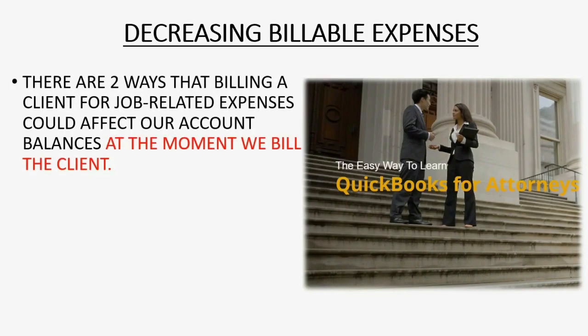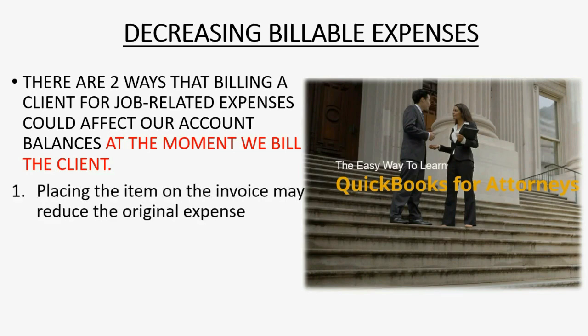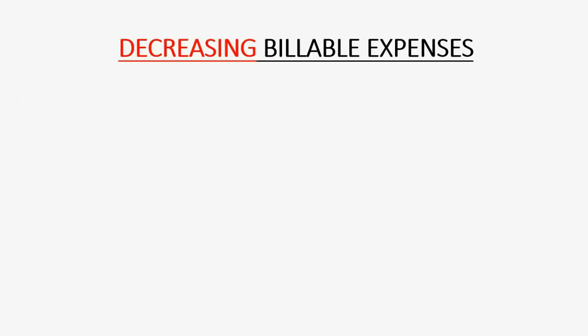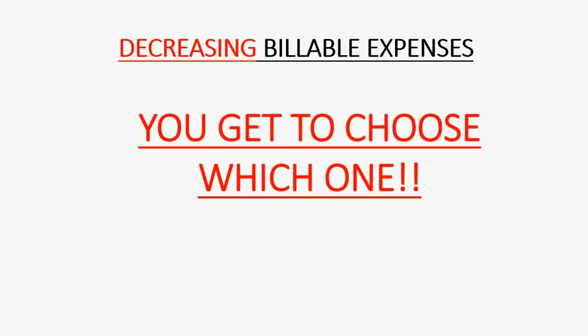There are two ways that billing a client for job-related expenses could affect our account balances at the moment that we bill the client. We could place them on an invoice that reduces the original expense, or we could place them on an invoice and have them be recorded as an increase to income instead. Now, this video is about the first choice, decreasing billable expenses. But you get to choose which way your QuickBooks Online records these billable expenses.